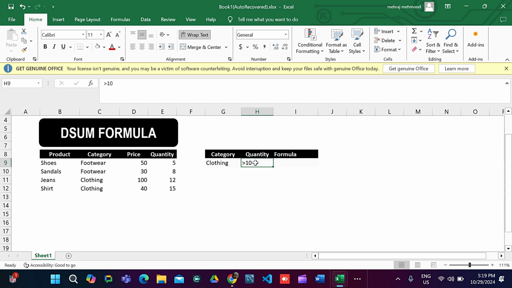We will set the criteria like this: category and quantity. Category is clothing, quantity is greater than 10. This means we want to sum the prices for clothing category, clothing category with quantities above 10.